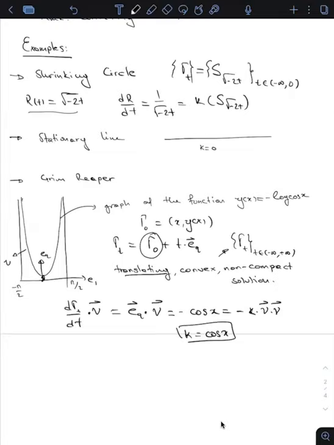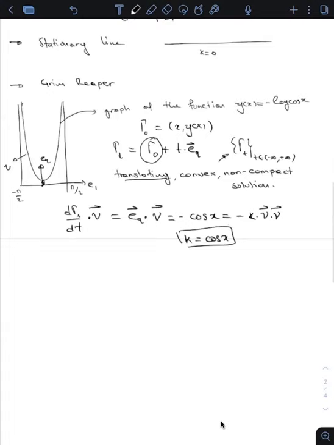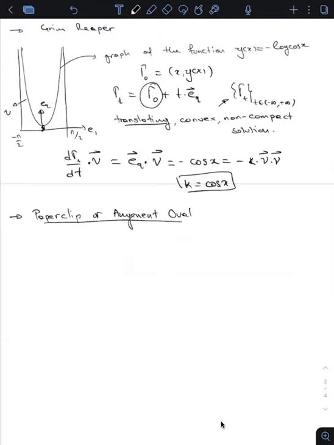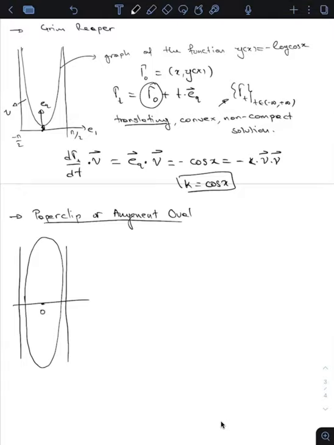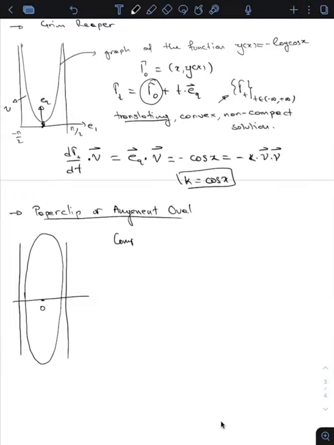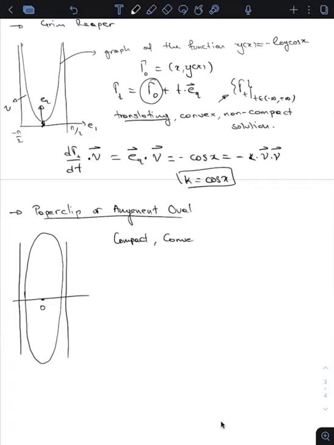Okay, so some more examples. We have the paperclip or angular oval, which looks as follows. Again, this is between two parallel lines of width pi. But now, this is a compact solution. It looks like this. So let me put, this is zero. This solution is symmetric with respect to both the axes. It is a compact convex ancient solution. Okay, so it runs from minus infinity up to zero.